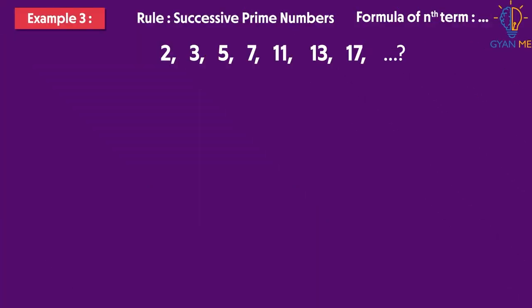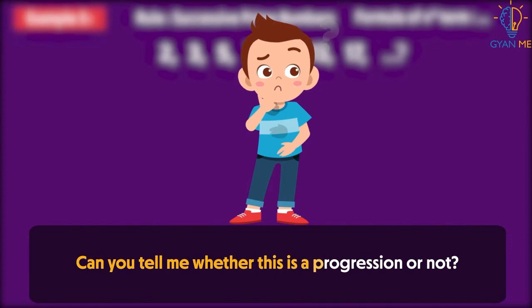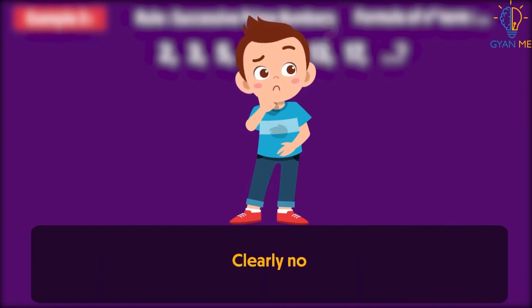Now observe this yet another sequence. It is of prime numbers: 2, 3, 5, 7, 11, 13, 17 and so on. So the rule is prime numbers. Now can you tell me whether this is a progression or not? The answer is clearly no.